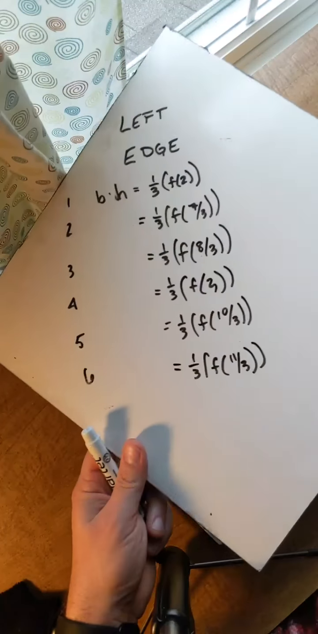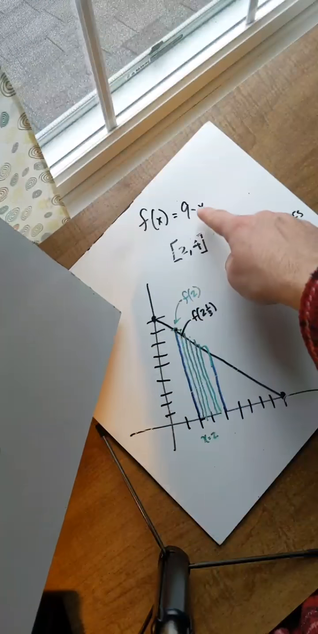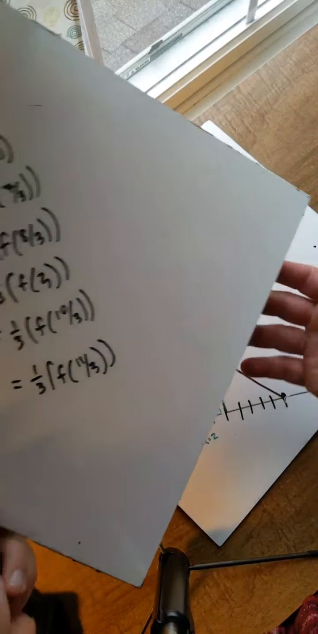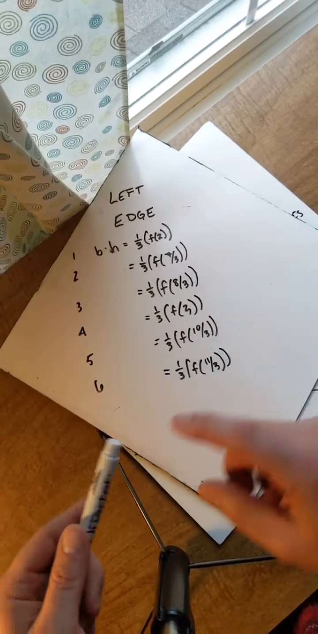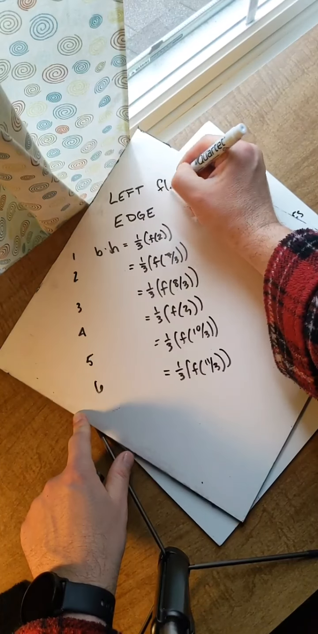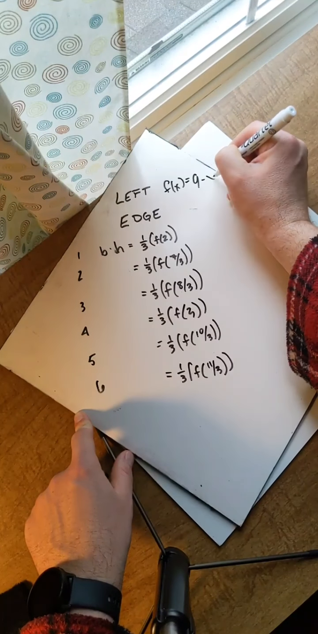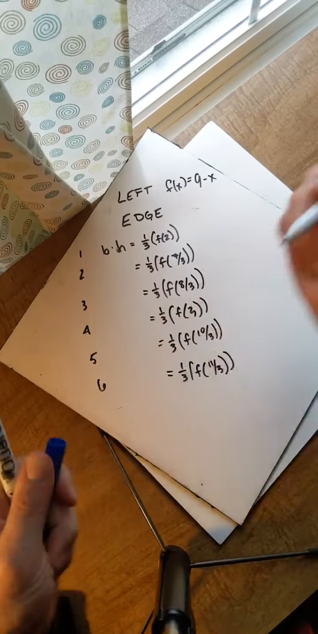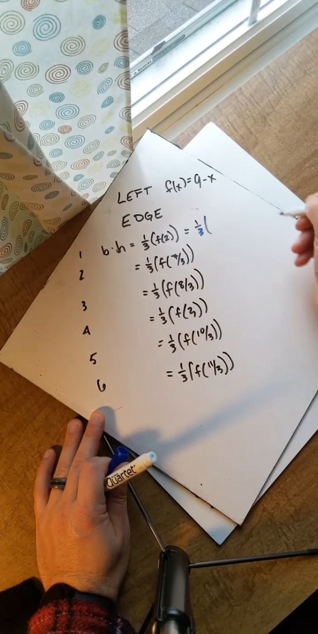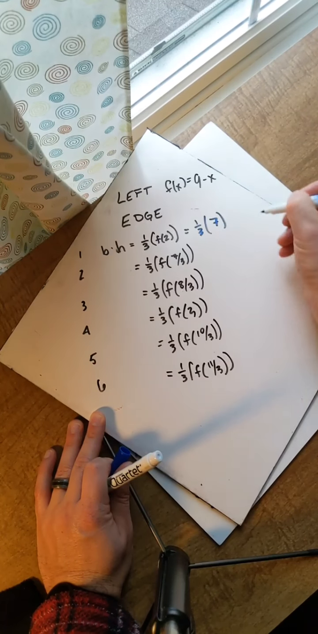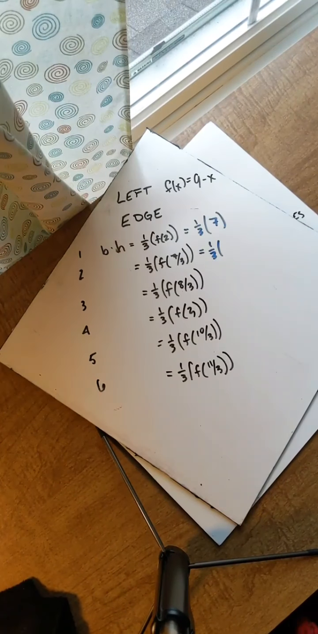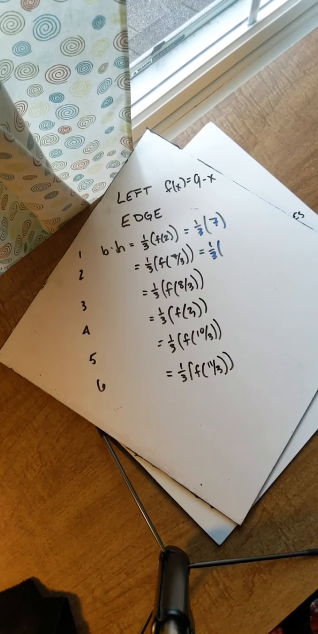Now, what I'm going to do is f of 2. For f of 2, I'm going to take 2 and plug it into the function here. And then the next one, I'll take 7/3, plug it into that function. So remember the function is f of x equals 9 minus x for the first problem on the homework. So this one would be 1/3 times, 2 plugged in, that'd be 7. Next one, we got 1/3 times, if I plug 7/3 in, that would be 9 minus 7/3.